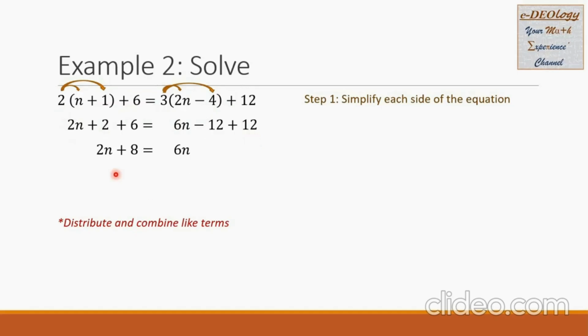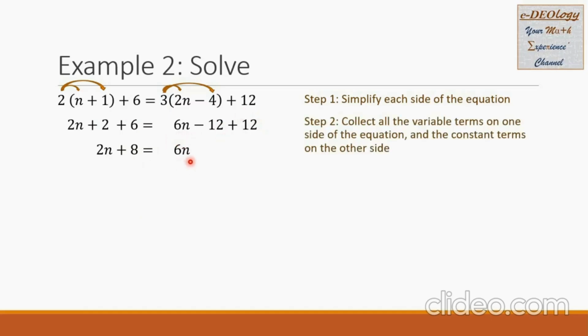Next, we will continue the simplification. The 2 plus 6 becomes 8. The 2n here we just copy down here. And on the right side, the negative 12 plus 12 cancels each other. It becomes 0. Only 6n comes down here.